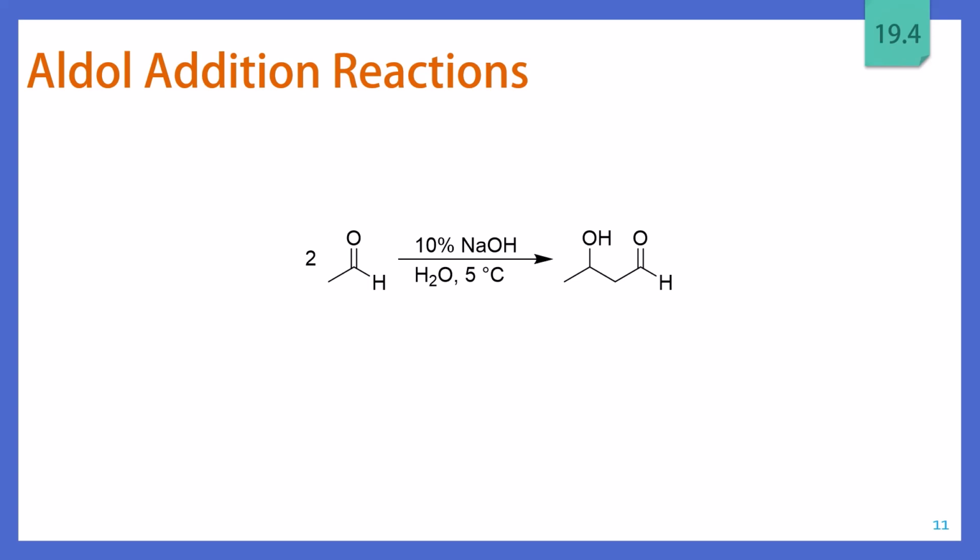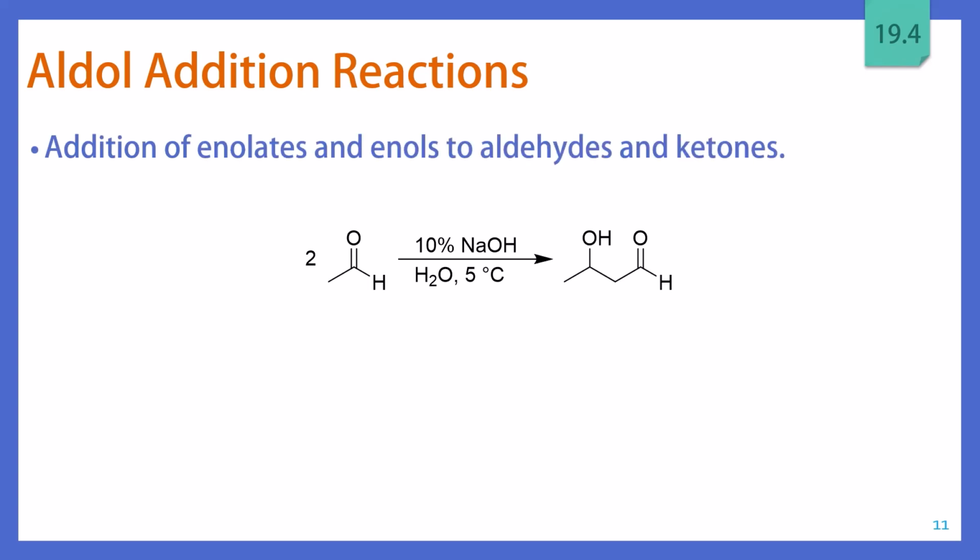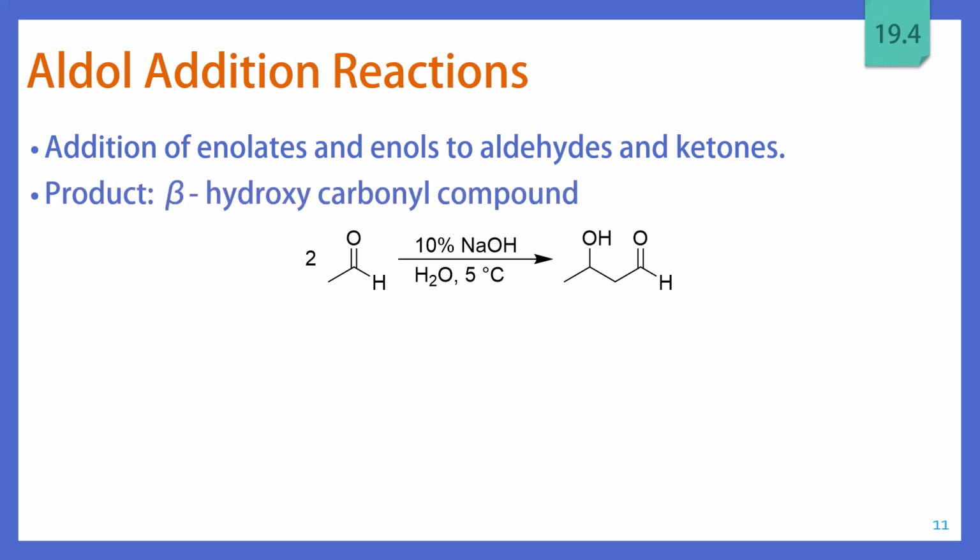Our next reaction in chapter 19 is the aldol addition reaction. This is the addition of an enolate or enol to an aldehyde or a ketone. Your product is always going to be a beta hydroxycarbonyl compound. So if you take a look at the compound on the right, you have your carbonyl compound, alpha, beta, hydroxy.